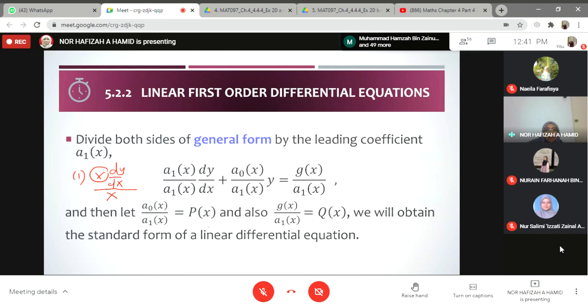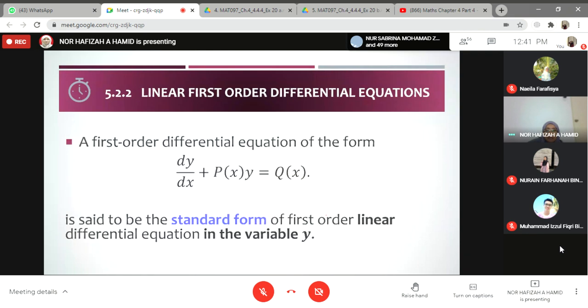Then you have px, this one is your px. And we also have qx, the one at the back. Then we will obtain the standard form of the linear differential equation. So we will get this form. You must memorize this: the standard form of the first order linear differential equation in the variable y.